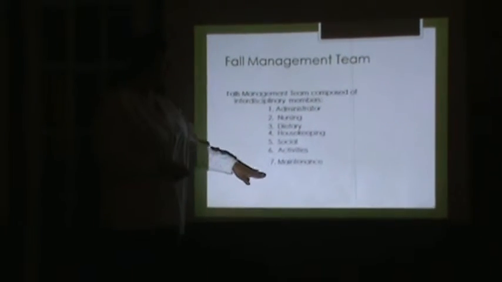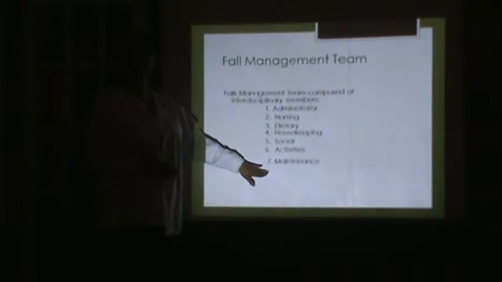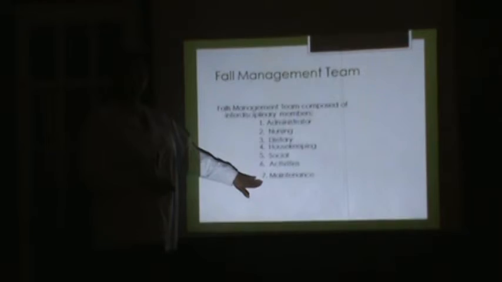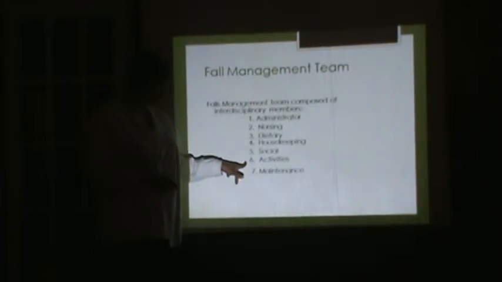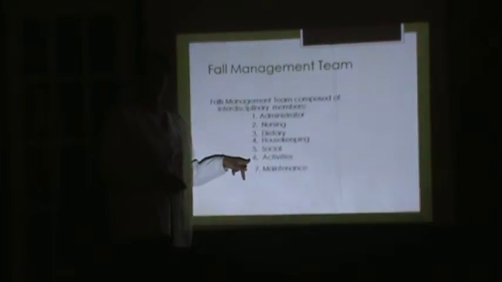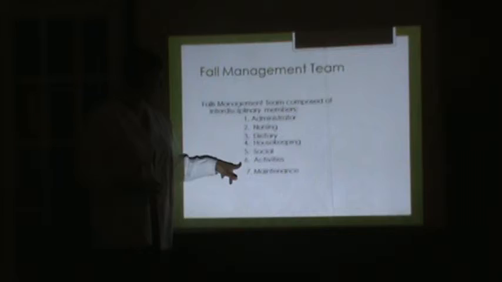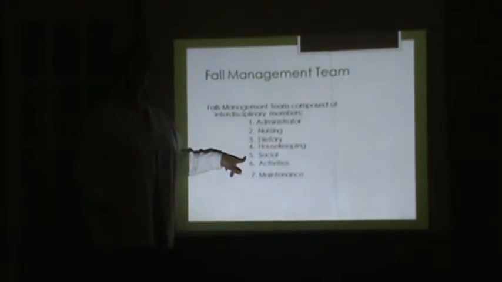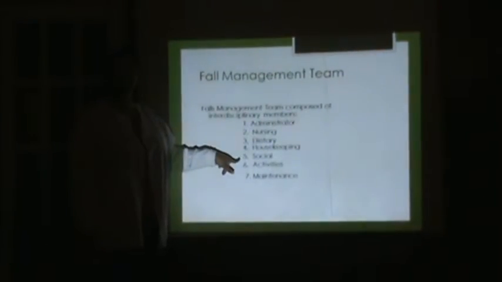Meaning, for instance, maintenance has to make sure that the wheelchairs are properly in place, the environment is fine in the room, and the beds are functioning. Activities. The activity person provides activities for their patients to keep them busy, to keep them from trying to get up by themselves, and for assistance. Social helps get the routine of the patient, talks to the family members to see what the patient liked to do prior to coming to the facility.